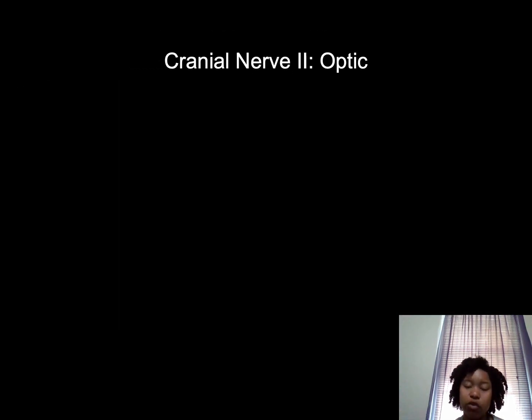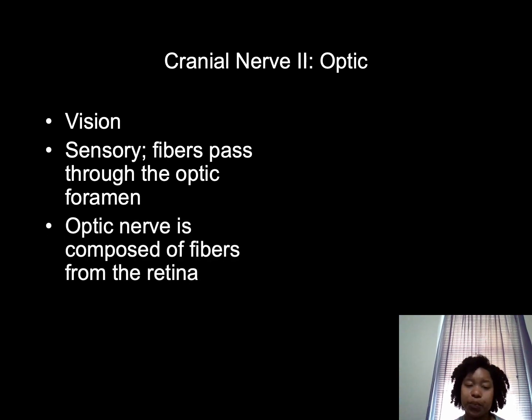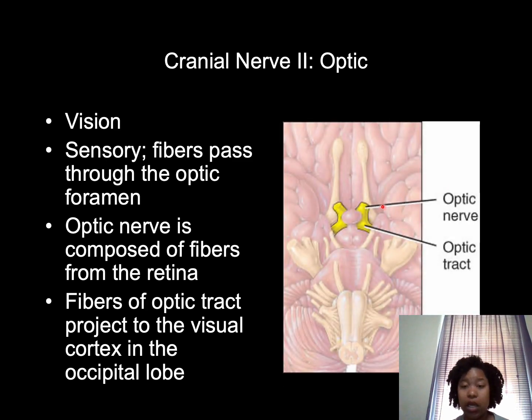And then cranial nerve 2, the optic nerve, which is involved with vision. So this is sensory information, and these fibers are going to pass through the optic foramen. The optic nerve is composed of fibers that make up the retina within the eye. The fibers of the optic tract project to the visual cortex that's in the occipital lobe, and that's how you get sight. This is the optic nerve on the front end, and this is the optic tract where that information will get sent out.